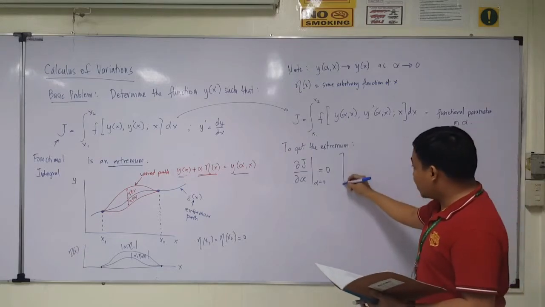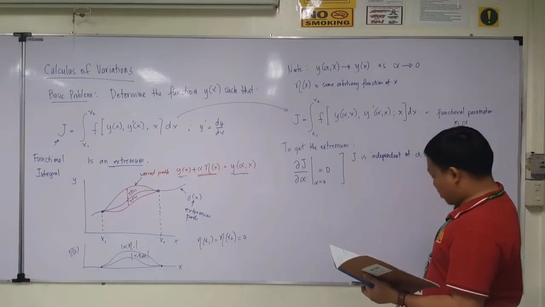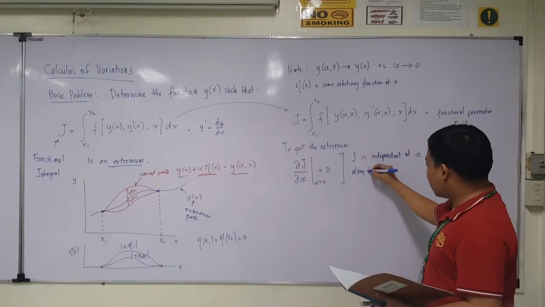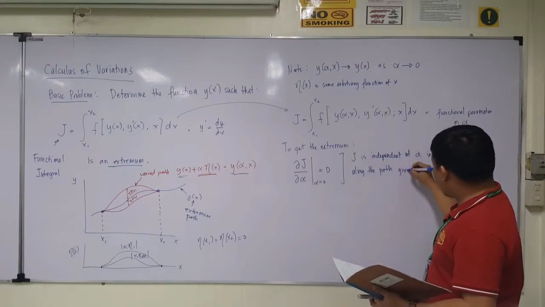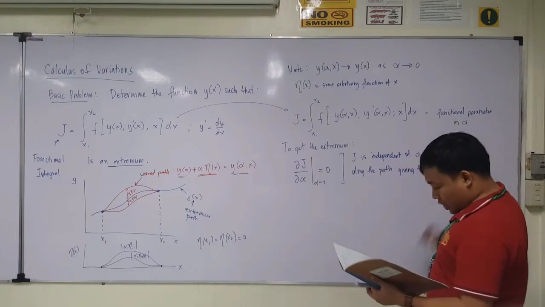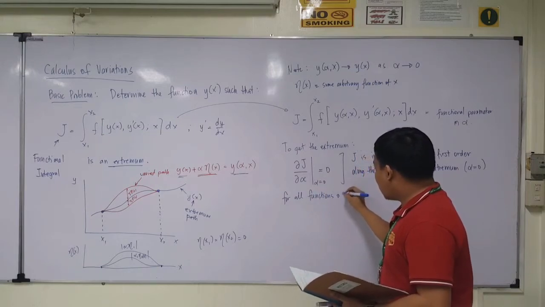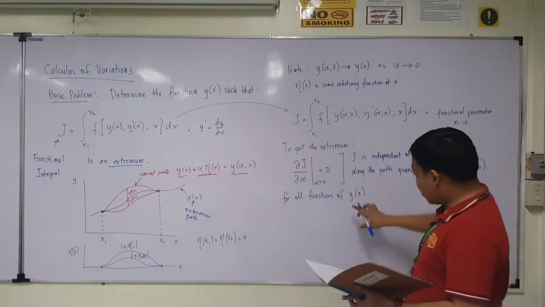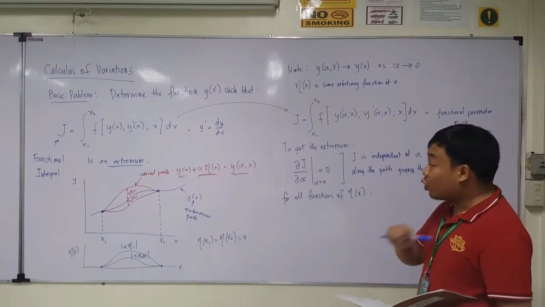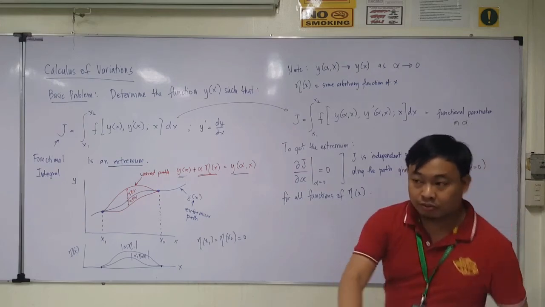You follow? So what does it mean? It means that J is independent of alpha in first order along the path giving the extreme value where alpha is equal to 0. This is for all functions of y of x, for all x. Whatever that new x is, we don't care, because what we're going to vary is the alpha, and that is what we're going to approach. Questions?